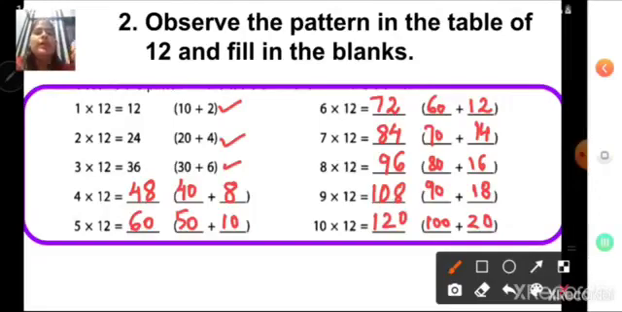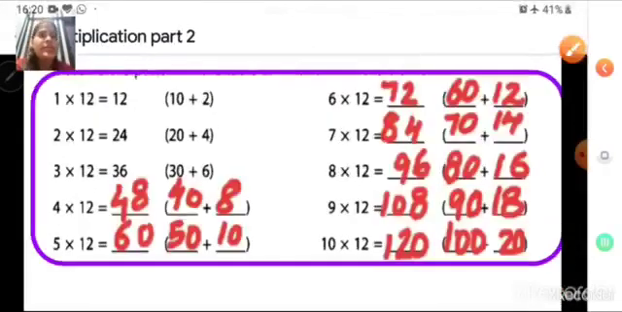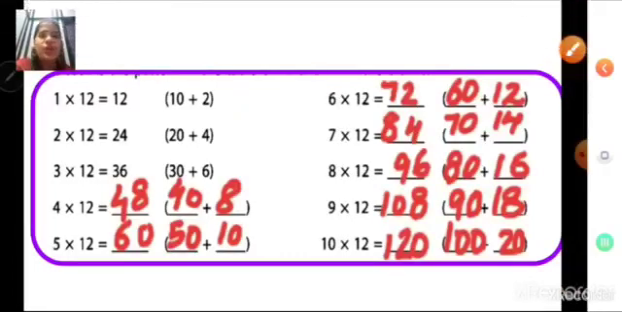So children, while dealing with pattern, observation is very important. You have to observe what the pattern is, identify it, and then you can do the sum very easily. Okay. So now you are going to write the answers properly in your textbook. Note it down. Try to do it on your own.